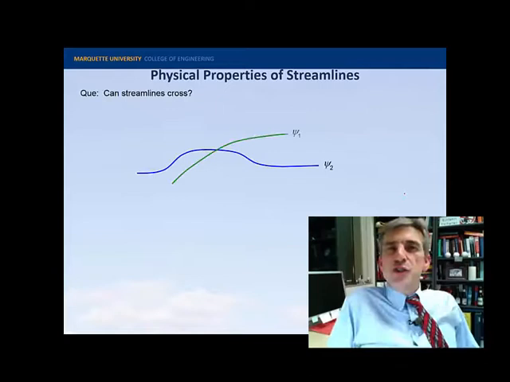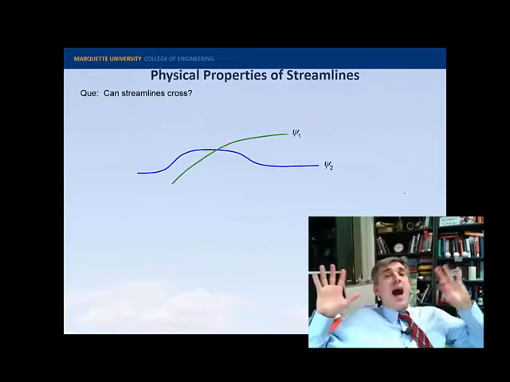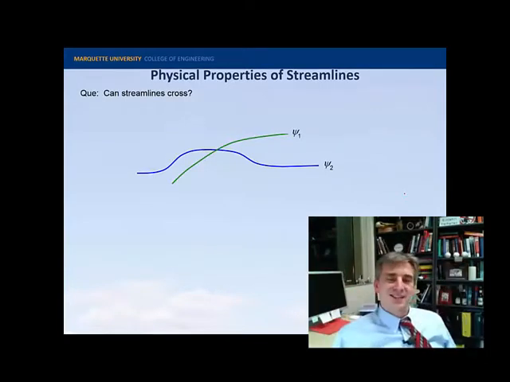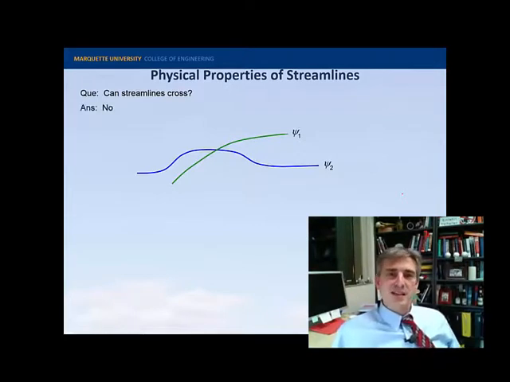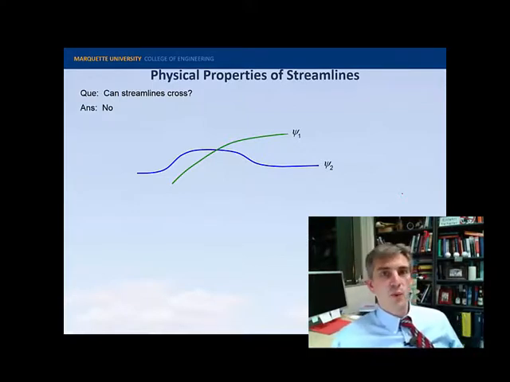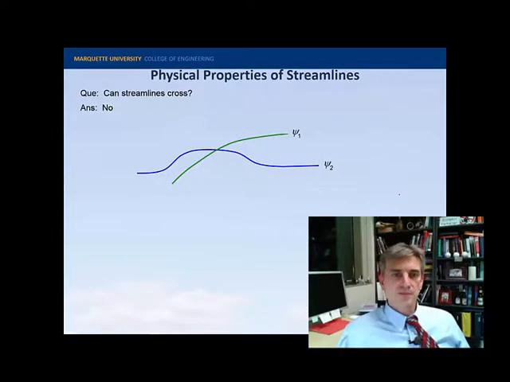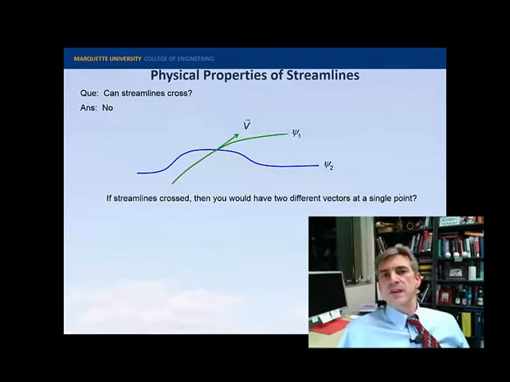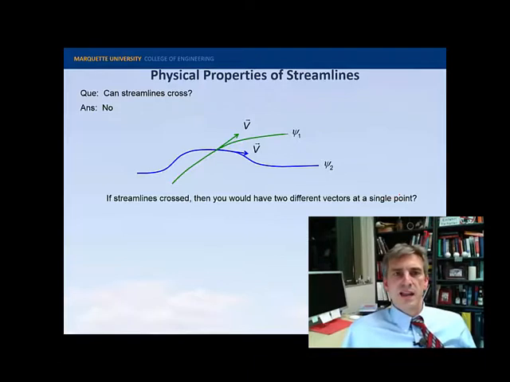All right, can streamlines cross? Don't cross the streams. No, they can't. That's the basic answer. And why can't they cross? Because we specified that the velocity has to be tangent everywhere along the streamline. If they cross at that location, I would have two separate velocities specified for the same point in space. And that violates some sort of law. I'm not sure what, but you can't have that.